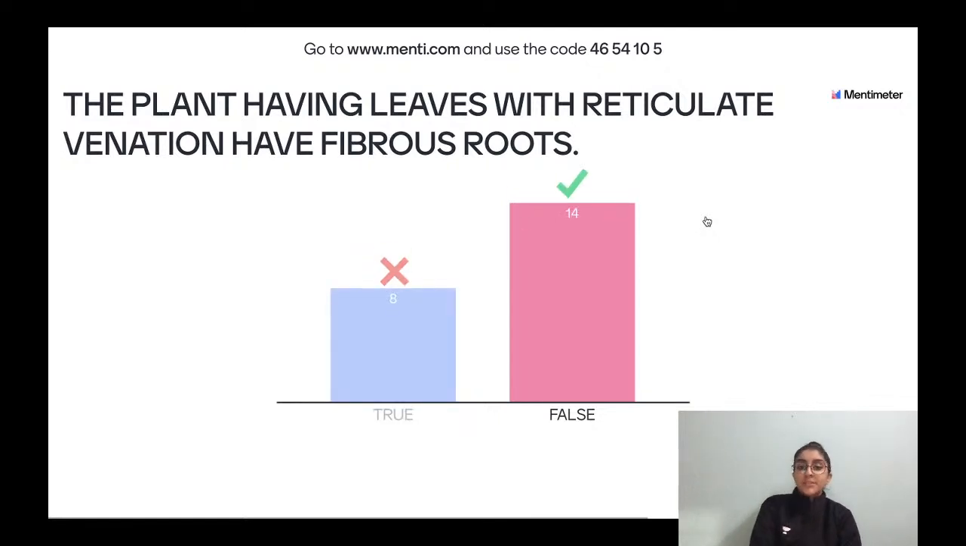Okay, so the answer over here is false. Whenever the plant has reticulate venation in its leaves, it always has tap roots, not fibrous roots. So this would be the correct statement: the plant having leaves with reticulate venation has tap roots, not fibrous.